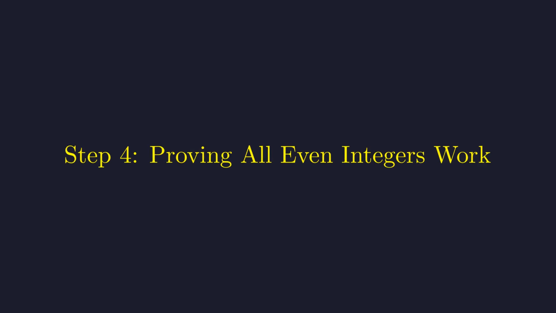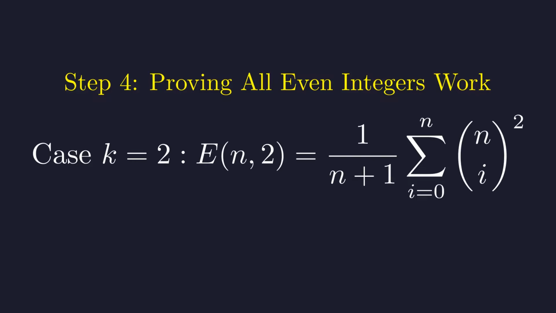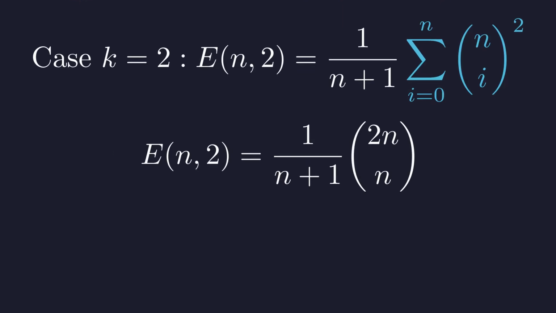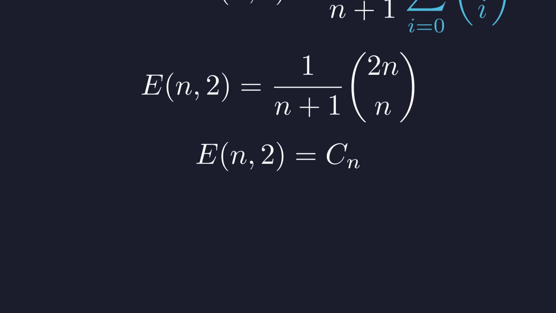We've proven k must be even. Now we must prove that all positive even integers are indeed solutions. Let's start with the first case to build intuition. Let's examine the case where k equals 2. This sum has a famous closed form known as Dixon's identity. The sum of the squares of the binomial coefficients is equal to 2n choose n. This expression is precisely the formula for the n-th Catalan number, which is famously always an integer. So k equals 2 is a solution.